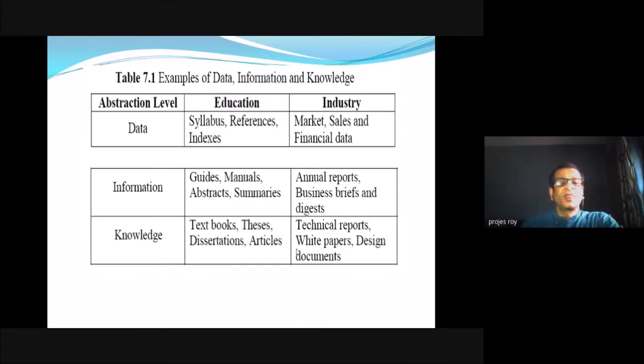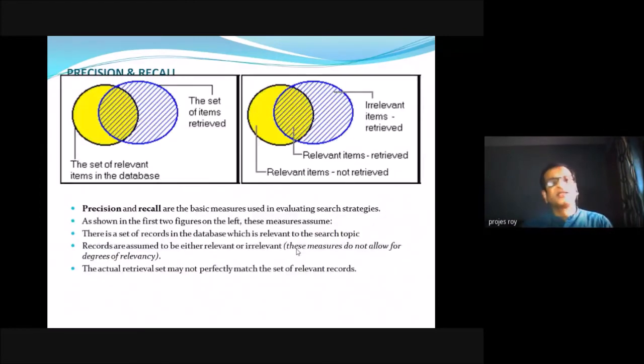Now, we'll look at another concept called recall and precision. Why will I talk on recall and precision? It's also a kind of information theory, but how is it different from information theory? Here you can see precision and recall. Precision and recall are the basic measures used in evaluating the search strategy. It is basically used for search strategies only. It is not for information measurement.